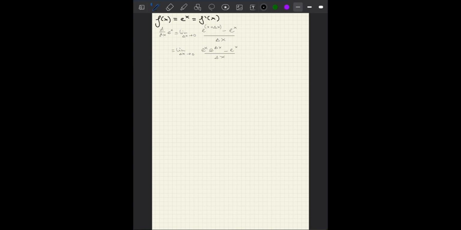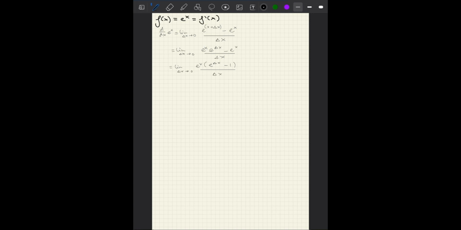And you might be looking at this and you might straight away realize that there's a common factor in the numerator. And what we do to common factors is that we factorize them to make the expression simpler so we can simplify it. Alright, so then we have the limit as delta x approaches 0, and then you take the e to the x out because that's a common factor in the numerator, times e to the delta x minus 1 over delta x.